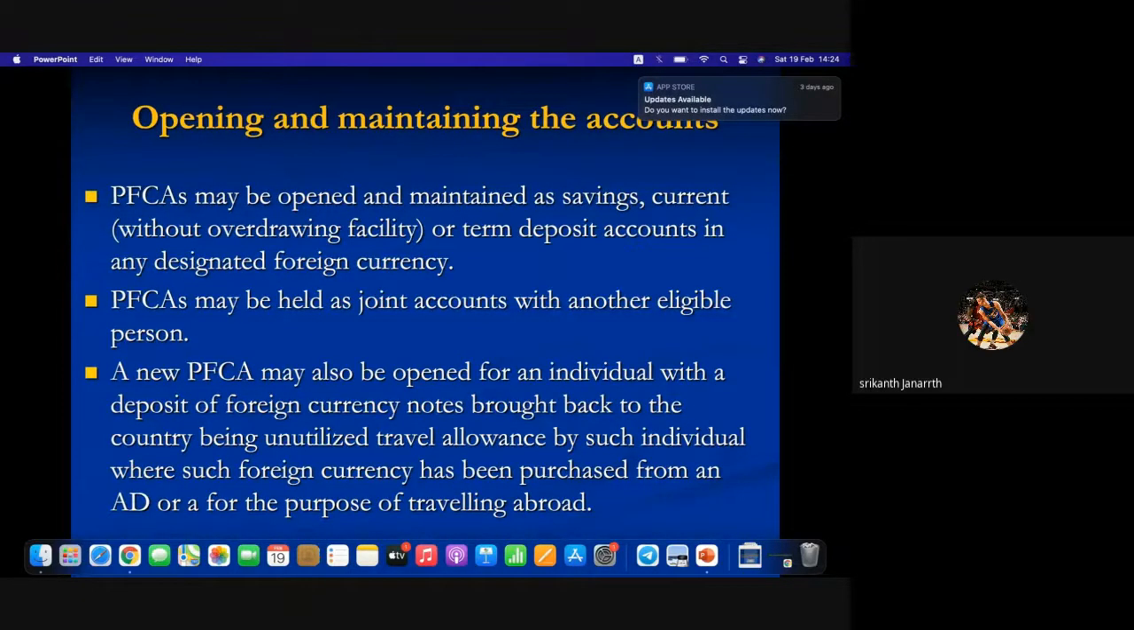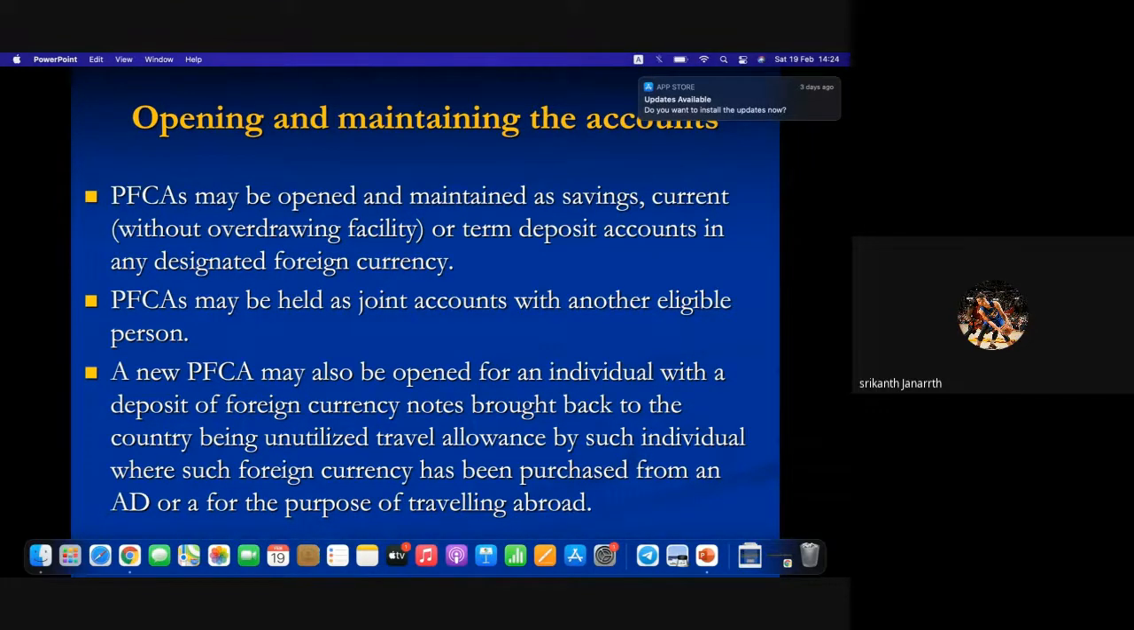So opening and maintaining a PFC account: it can be opened in the form of a savings or current account. Since it's a foreign currency account, there is no checks facility, and there is no overdrawing facility, right? You can have a term deposit. So you can have a savings account, a term deposit, a current account, but there is no overdraft facility. There is no check issued for foreign currency. If you are opening a current account, there is no checkbook and no overdraft facility.